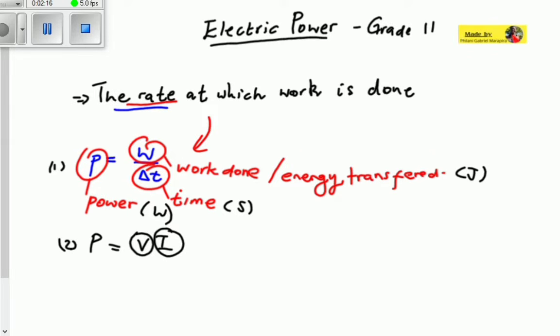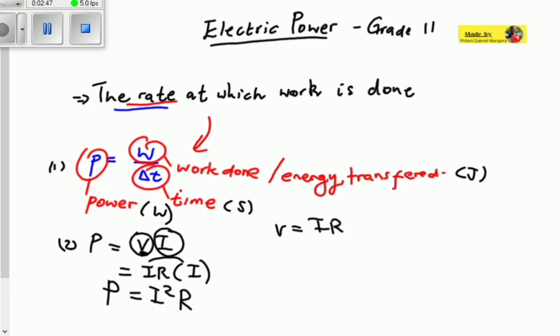So what if you were not given voltage, nor current, but you're given resistance? Well, we have another power equation. Remember that Ohm's law states that V is equal to IR. So when you see V, you can replace it with IR. Therefore you can write IR times I, which is I times I, which is I squared, and then R. So power is also equal to I squared R. This is our third power equation.